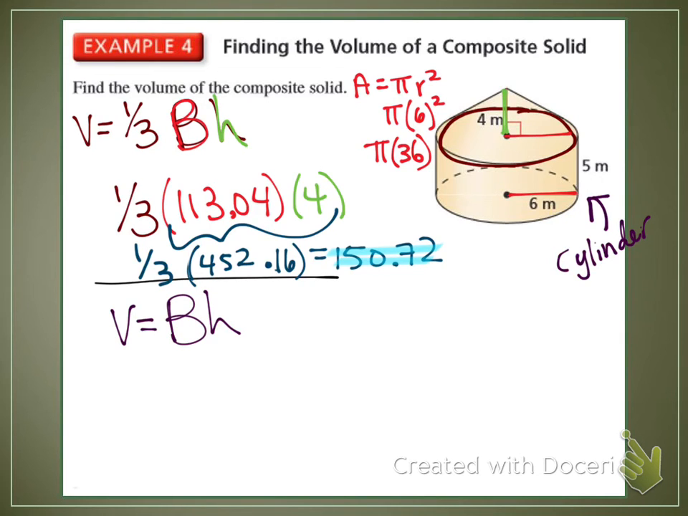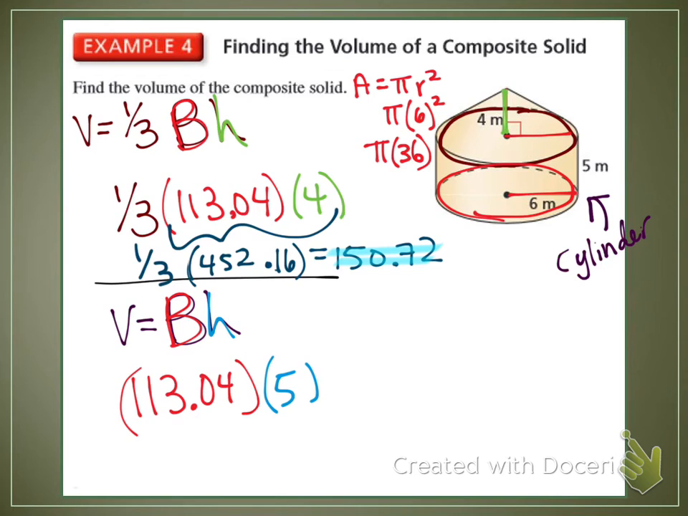This should be pretty simple because it has the same base, right? It's still a circle with a radius of 6. So what's the area of the base? 113.04. And then the height of the prism, the height of the cylinder, 5. So what is 113 times 5? 565.2.